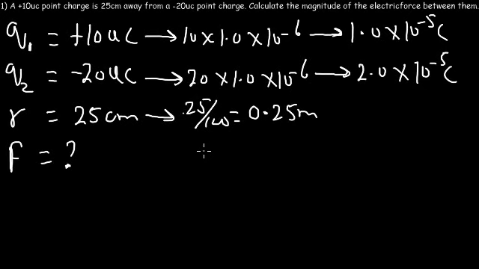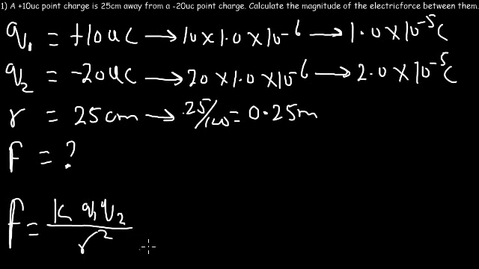We can now substitute them into Coulomb's law. So we know that the electric force is K Q1 Q2 divided by R squared. I hope you didn't forget the value of K. Not in all cases will it be given to you in the problem. So the value of K is 9.0 times 10 to the power of 9 newton meter squared per coulomb squared.